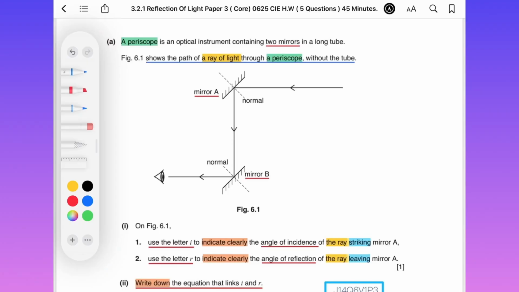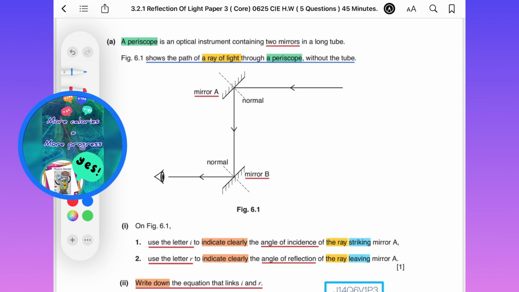Hello everyone, welcome to Physics Blender e-learning platform. Today we are checking your answers. You have homework about reflection of light, paper 3 core candidates. Okay, we are checking question 4.